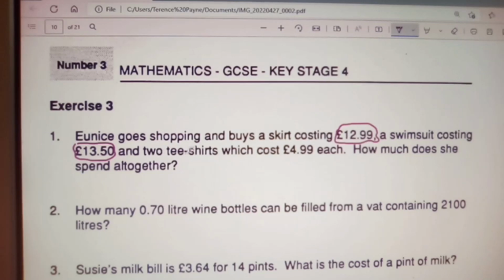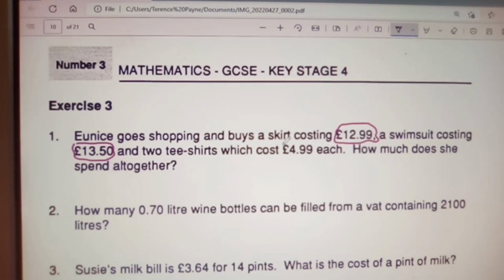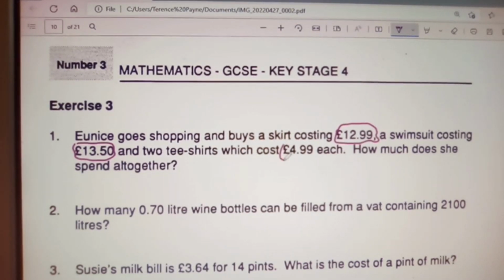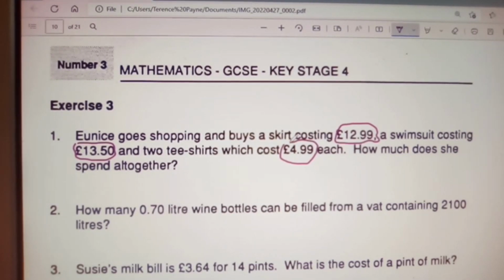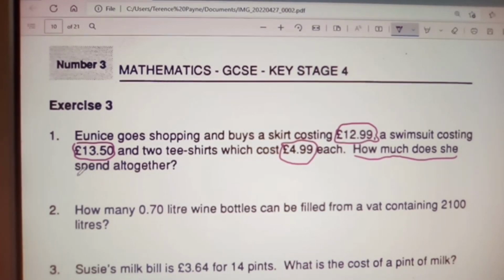And the next part is here. And here's our question: how much does she spend altogether? And that remains our question.